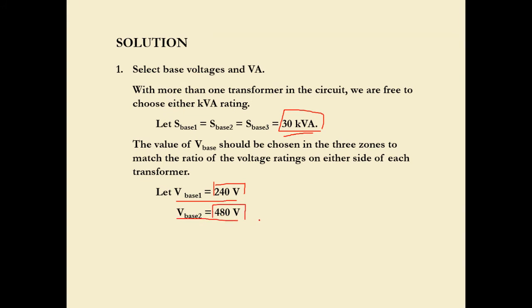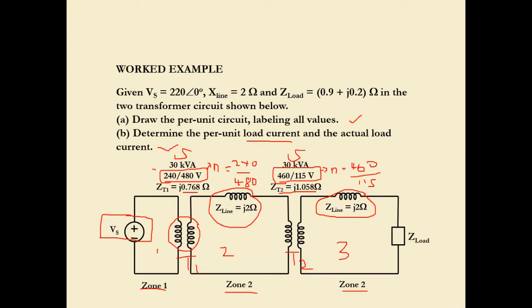Zone 2 is 480 if we refer to the voltage rating ratio. So zone 1 is 240 volts for the V base, and zone number 2 is 480 volts. But when we come to zone number 3, the problem starts because we have the ratio of 460 here, whereas in zone number 2 we decided to pick 480. Here it is 460 at the primary part of transformer 2, the input part.